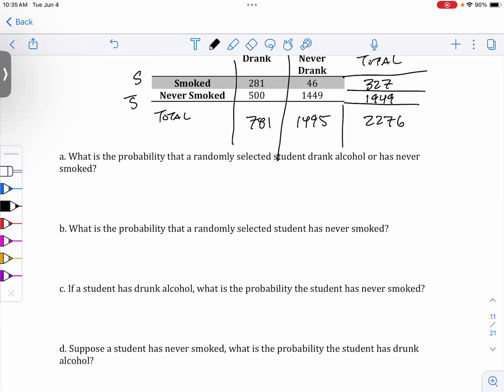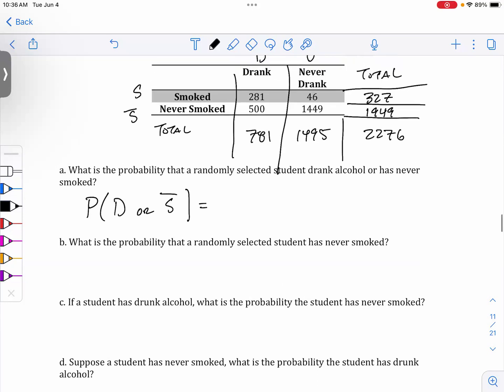Okay, what is the probability that a randomly selected student drank alcohol or has never smoked? Probability, drank, or, and again, I know this is an or problem because it says or. And like I said, there were only three connectors we were going to talk about: given, and, or. And it's straight in the question. And has never smoked, drank, or did not smoke.